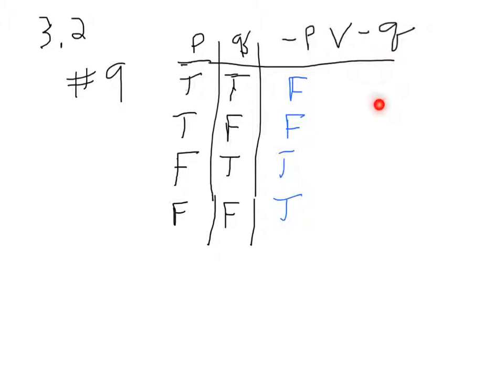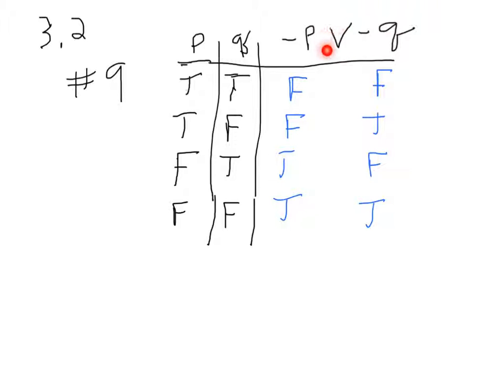Now I'll fill in the column for Q. Let's see, the first one will be false, true, false, true. Again, this is the Q column, this is the not Q column. What we have here is going to be the opposite of it. Now our final answer will be this column here. I'll make it in red.